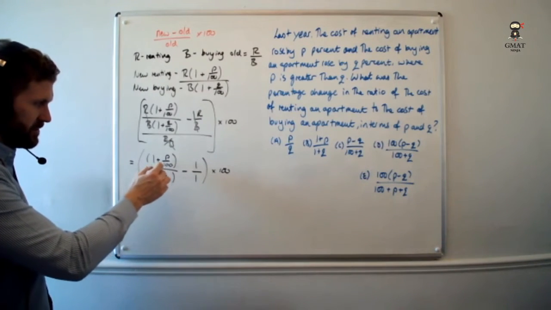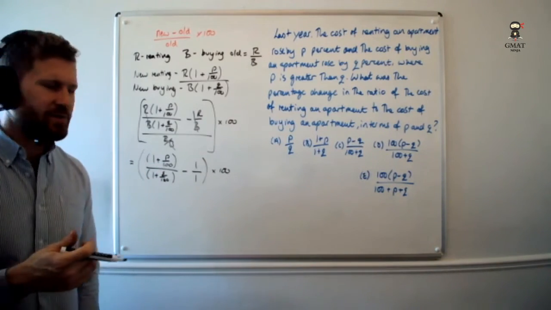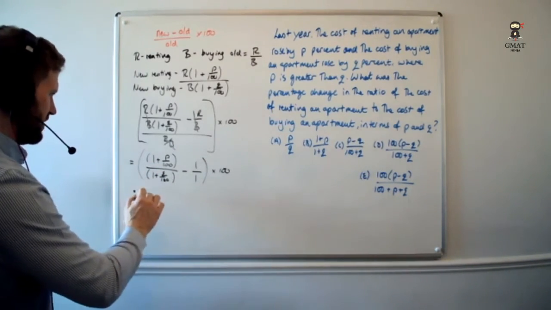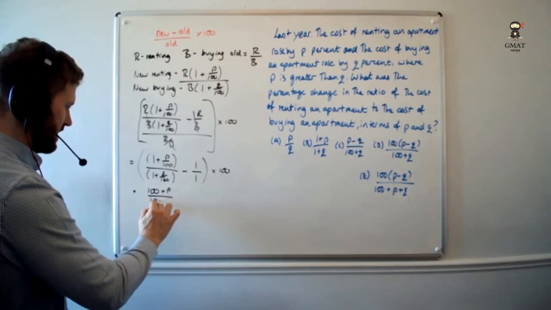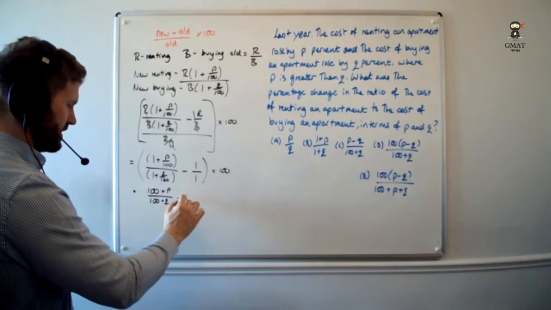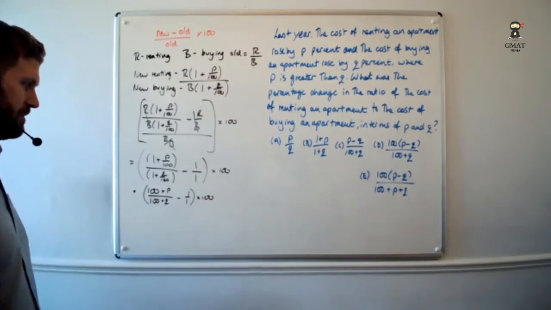I want to get rid of the P over 100 and the Q over 100. I don't want to have fractions within fractions. So if I times top and bottom by 100 over 100 here, I get 100 plus P over 100 plus Q minus 1 over 1. And I've still got that times 100 on the end.